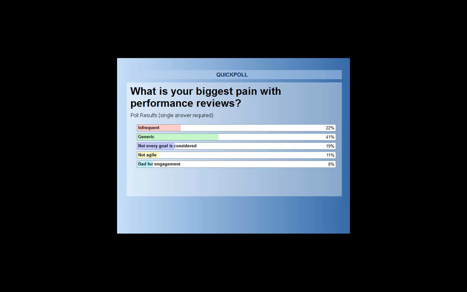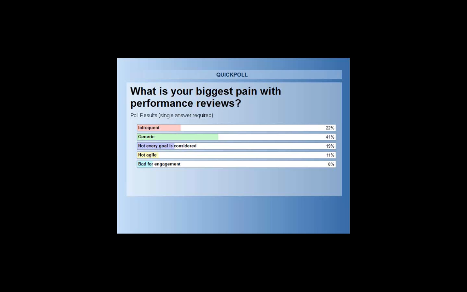Plus, if you're only doing it one time a year, so this falls into the other pain, if you're only doing it one time a year, they're infrequent. So what are you really reflecting on? It's just the recency effect. So you're just thinking of, okay, what just happened? And if you don't take good notes, then you're not going to remember things all along the way.